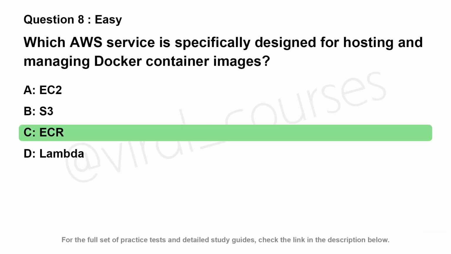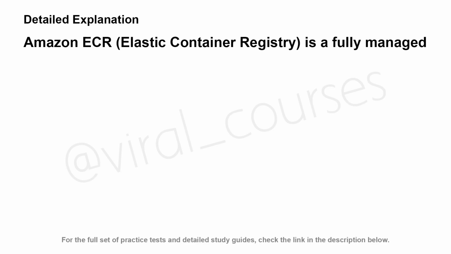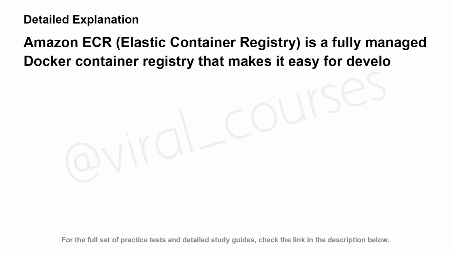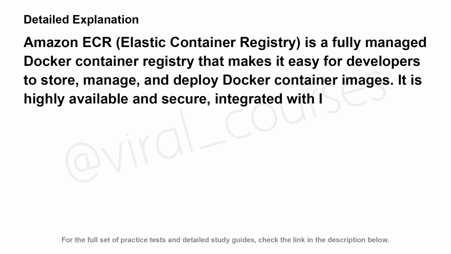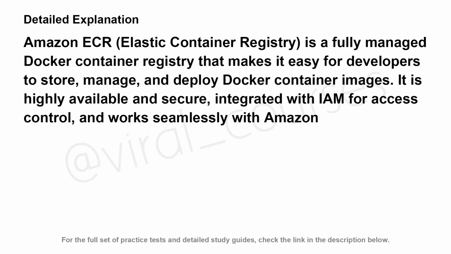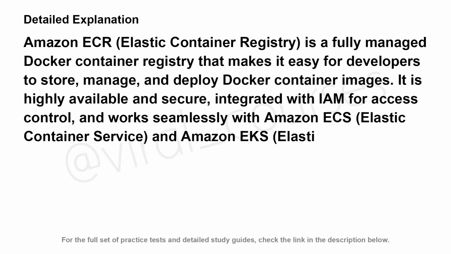The correct answer is C. Amazon ECR, Elastic Container Registry, is a fully managed Docker container registry that makes it easy for developers to store, manage, and deploy Docker container images. It is highly available and secure, integrated with IAM for access control, and works seamlessly with Amazon ECS, Elastic Container Service, and Amazon EKS, Elastic Kubernetes Service.